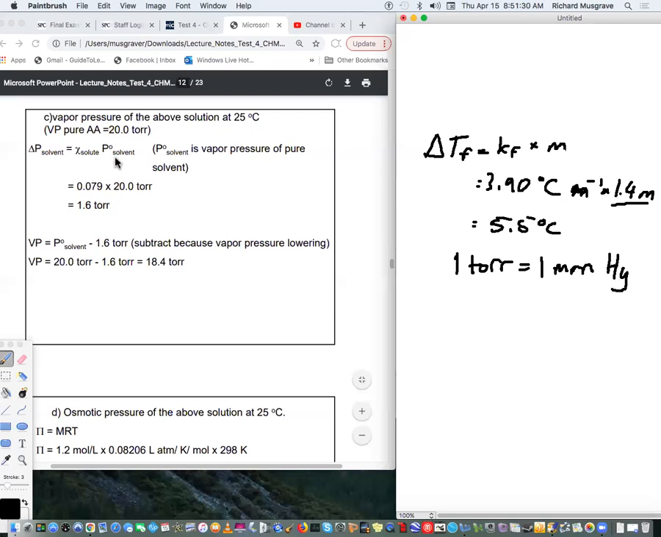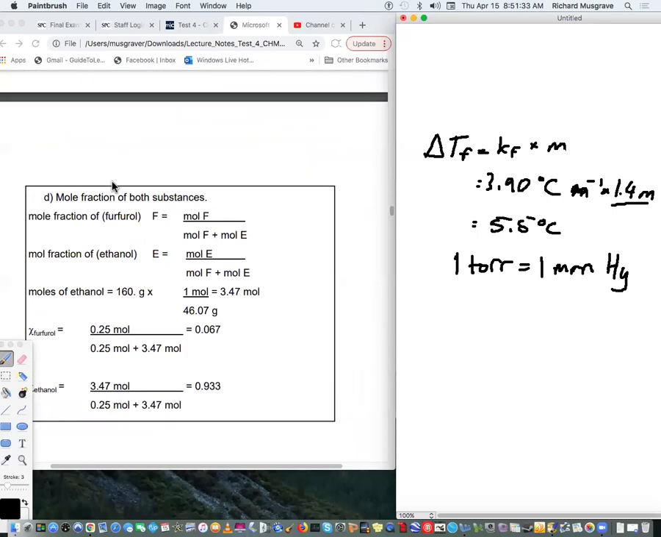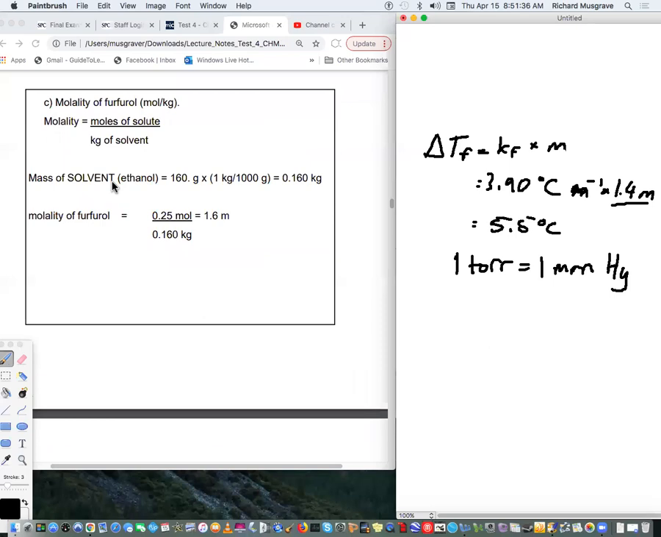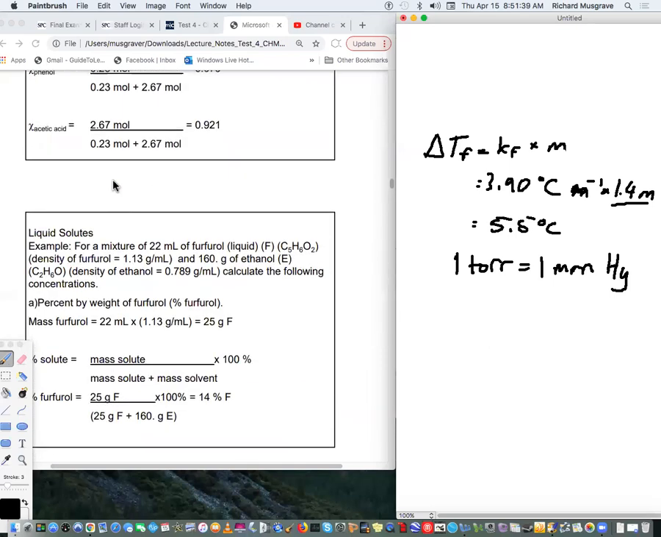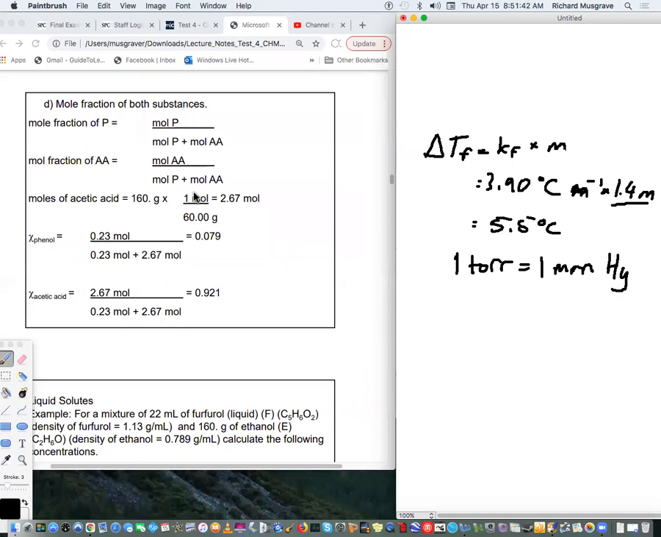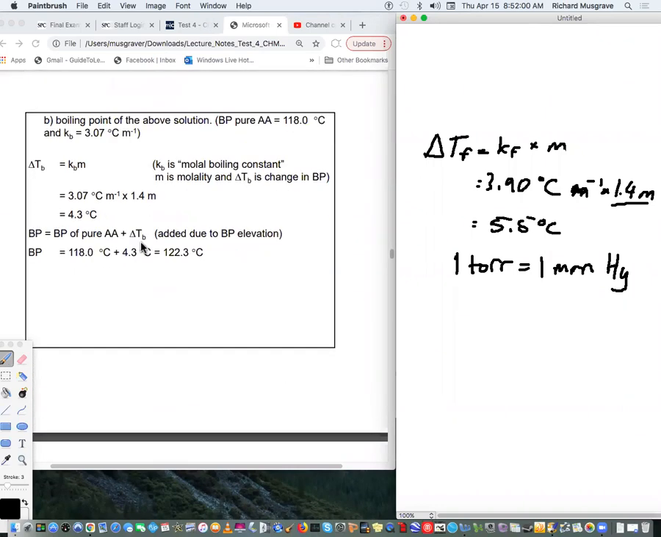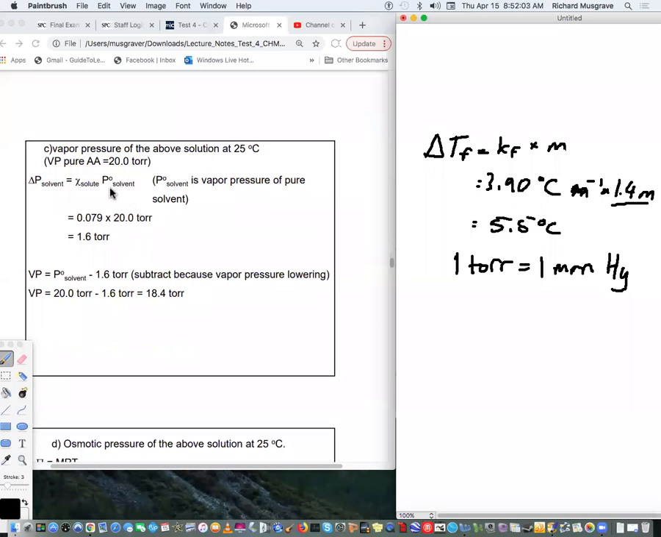The mole fraction of the solute, let's go back to where I calculated the mole fraction. It was back here where I got the mole fraction of the phenol. And I did that by doing the moles of phenol over the moles of phenol plus the moles of acetic acid. And the result I came up with for the mole fraction of the actual solute was 0.079. All right, so that's where that 0.079 came from. We multiply that by the pressure of the solvent, the pure solvent, the vapor pressure, and it comes out to be 1.6 torr.